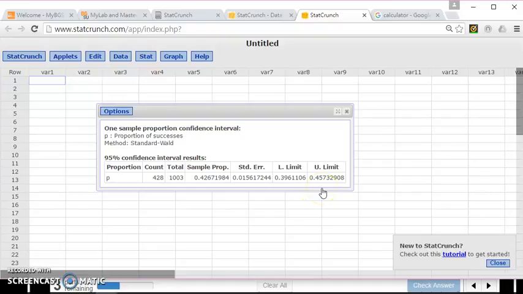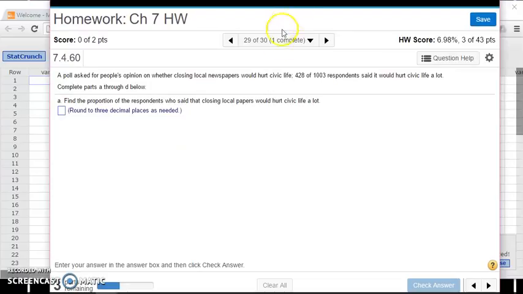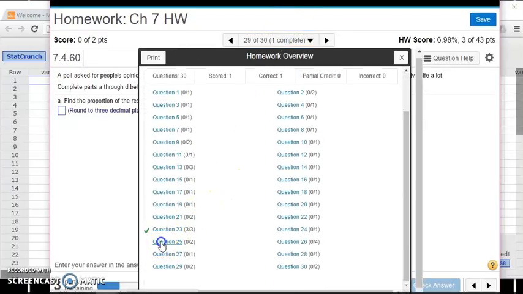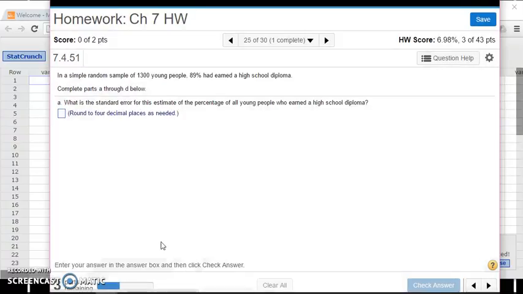So there we go. It's pretty simple and easy to use StatCrunch to construct a 95% confidence interval. Let's look at another example where you don't have the number of successes directly. I remember it's in like 25. So yes, right here you have a simple random sample of 1,300 young people. 89% of them had earned a high school diploma.